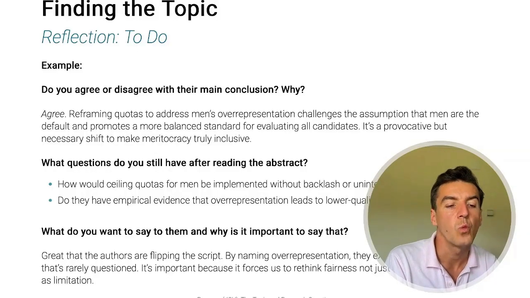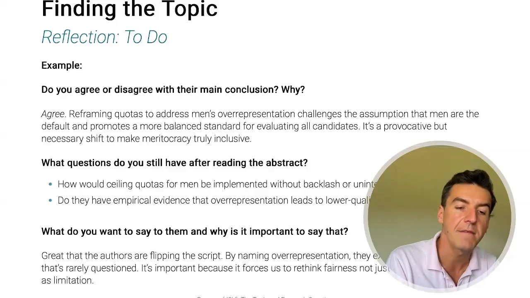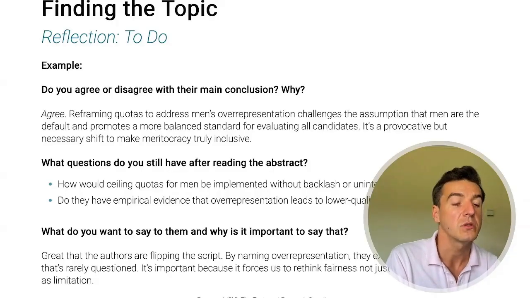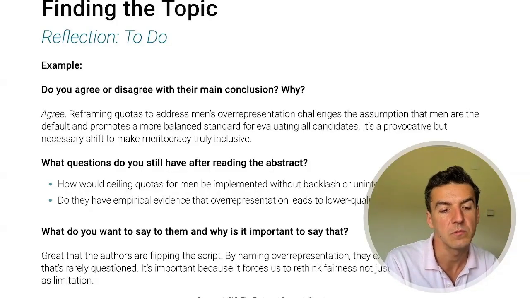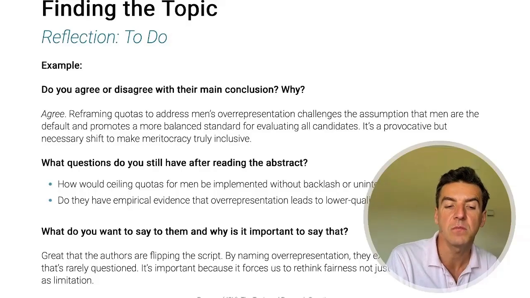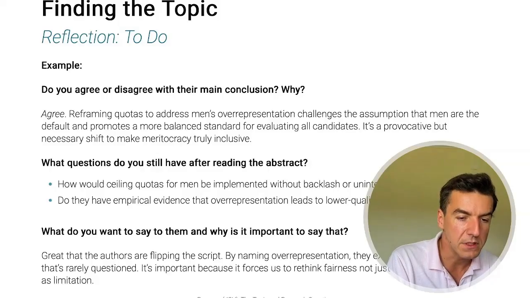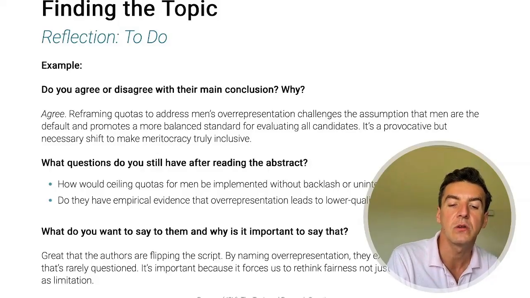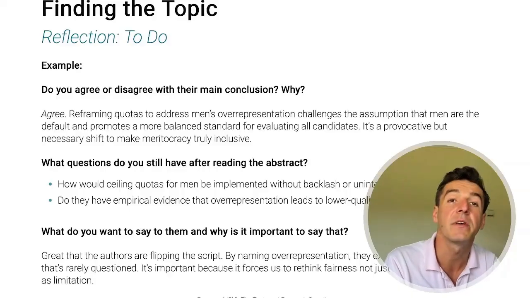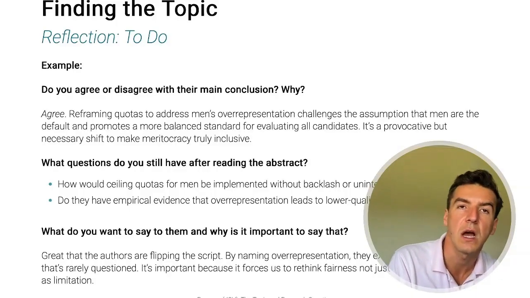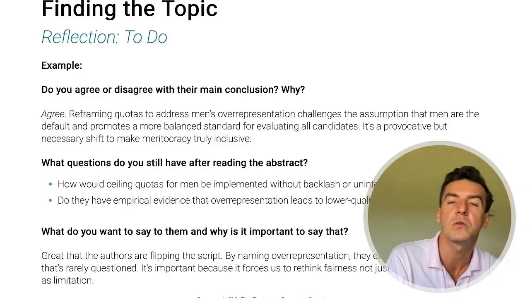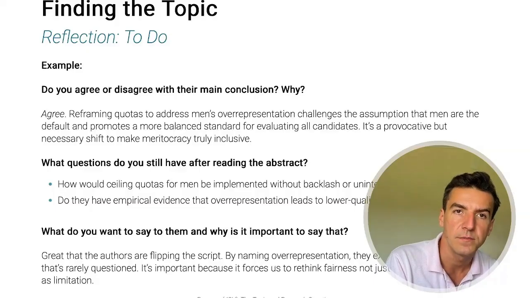The second question is, what questions do you still have after reading the abstract? I still have 2 questions like this. How would seeding quotas for men be implemented without backlash or unintended consequences? Is there any empirical evidence that overrepresentation leads to lower quality politicians, right? This is never clear from the abstract. Those are the kinds of questions that I had when I read it. Of course, somebody else may have different kinds of questions.